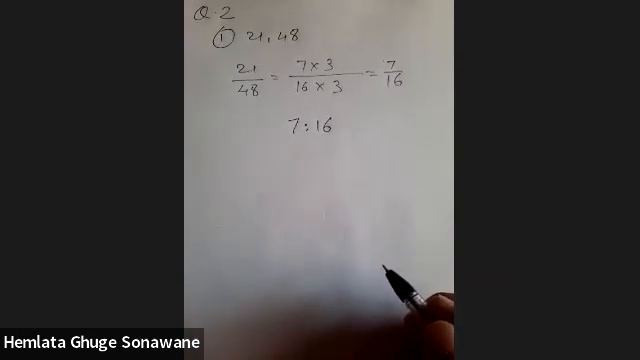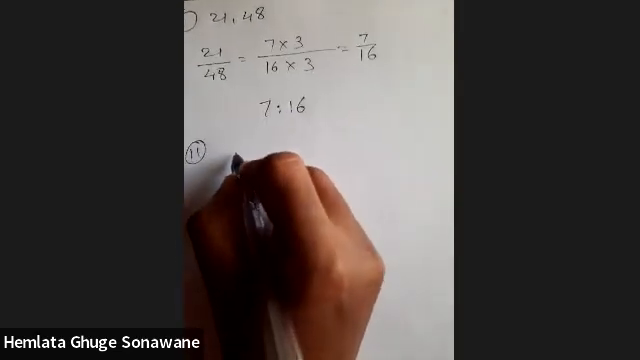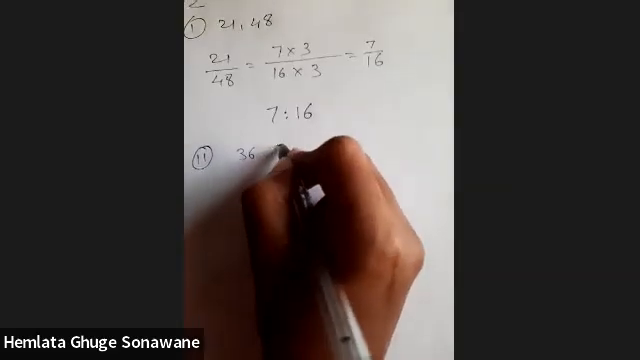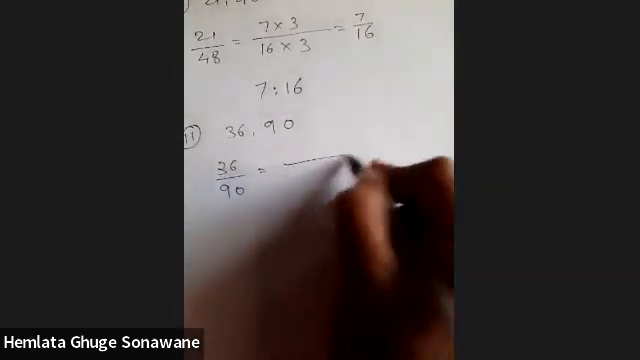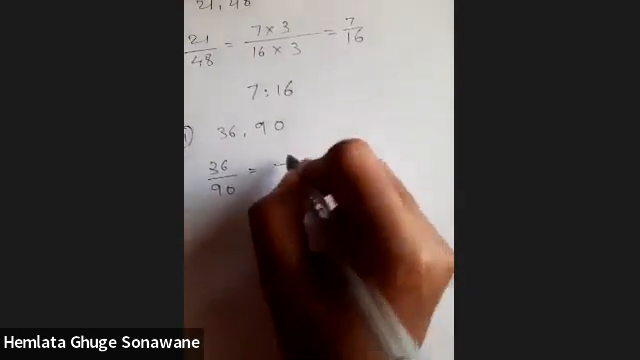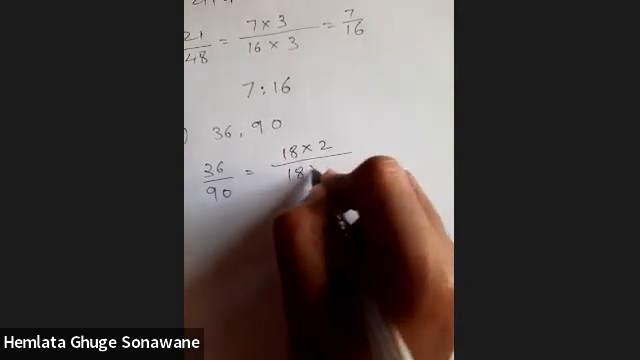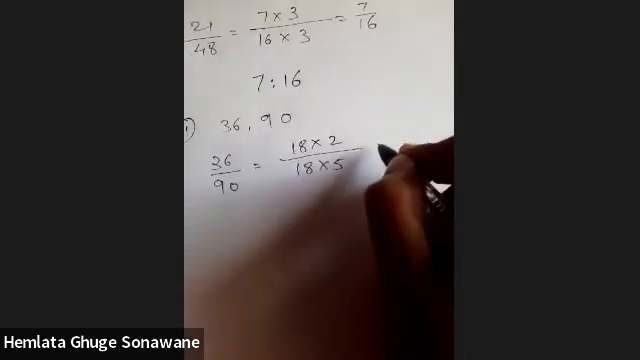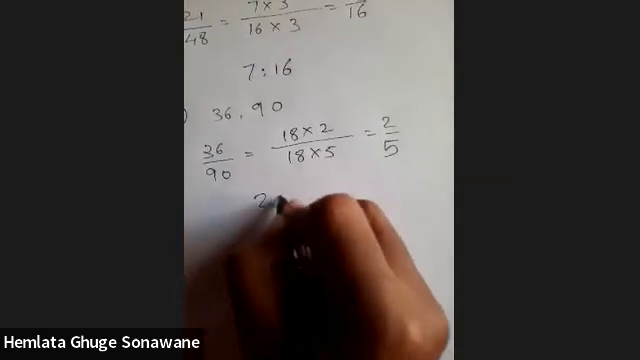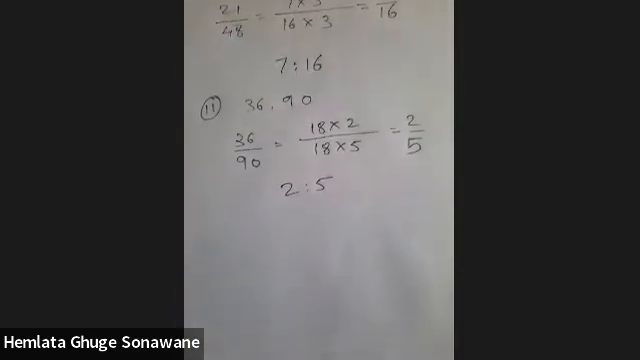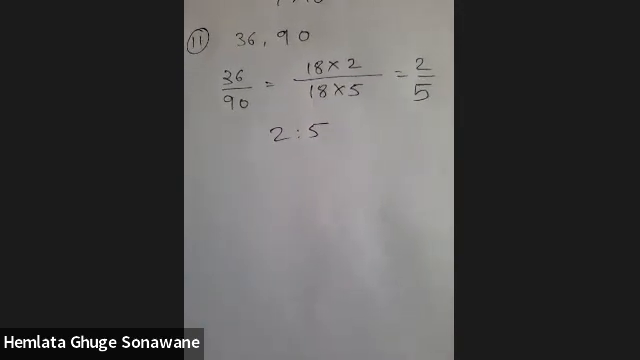Okay, we'll take second example, 36 and 90. 36 upon 90. Now here we have to write down the reduced form. So 18 2s are 36 and 18 5s are 90. So it becomes 2 upon 5. That is 2 is to 5. This is the reduced form of 36 and 90.